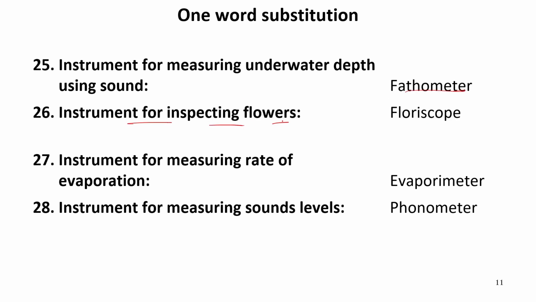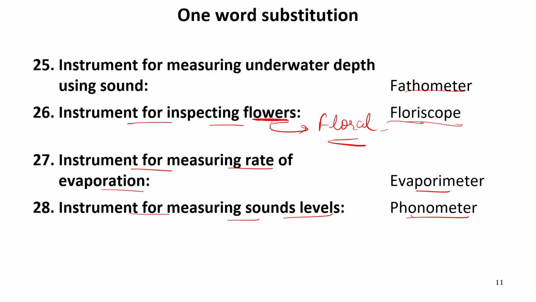Instrument for inspecting flowers. When an instrument is used to inspect flowers, that is known as fluoroscope. Now, with the help of this flower, we have a root word that is floral, and with the help of this word, we get fluoroscope. Now, instrument for measuring rate of evaporation, that is known as evaporimeter. Instrument for measuring sound level is known as phonometer. Again, this word phono is the root word for sound. So, phonometers are the instruments for measuring sound levels.